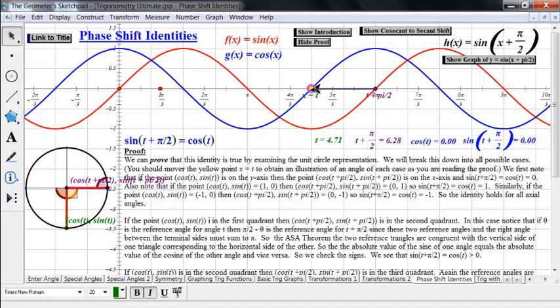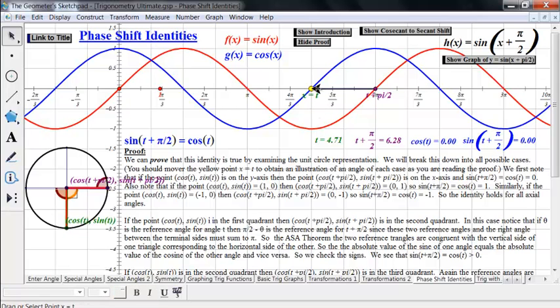Okay, and notice in both of those cases, when it's on the y-axis, the other one is on the x-axis, ahead of it by a right angle, ahead of it by pi over 2. In both cases, the sine of the one on the x-axis is 0, and the cosine of the one that's on the y-axis is also 0. So those are both 0.